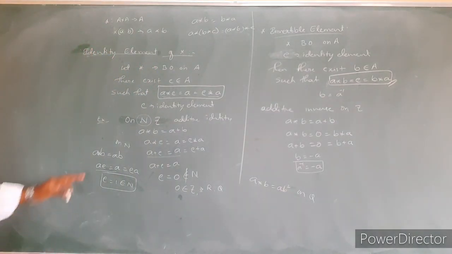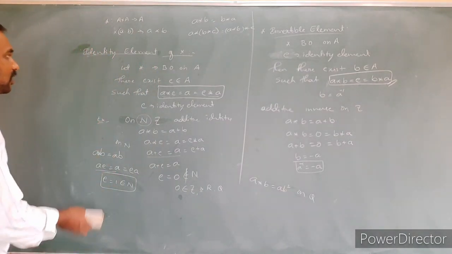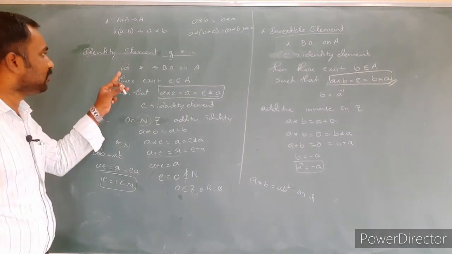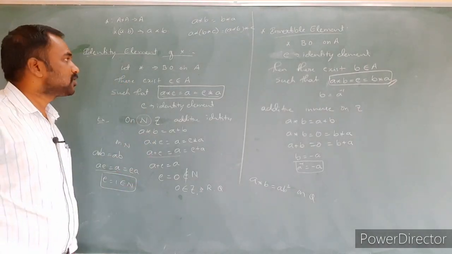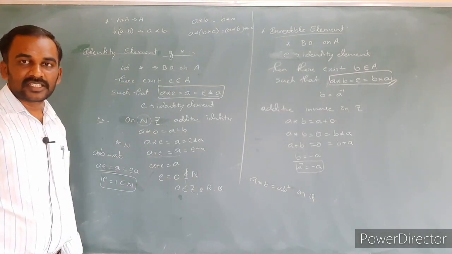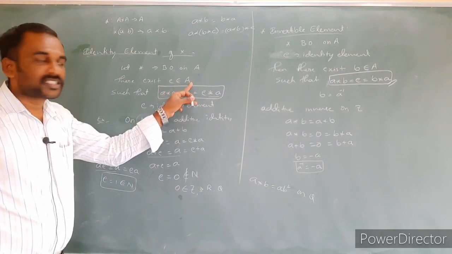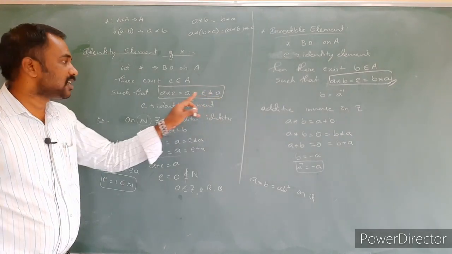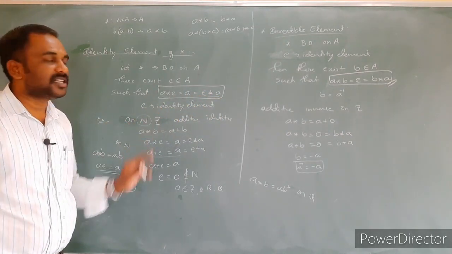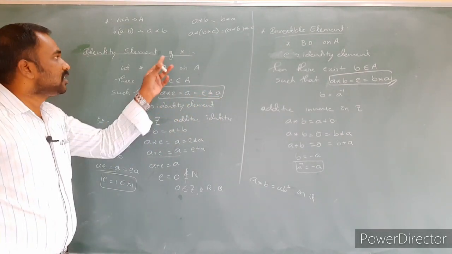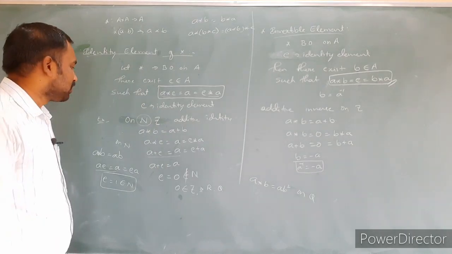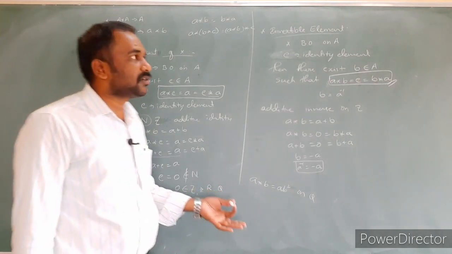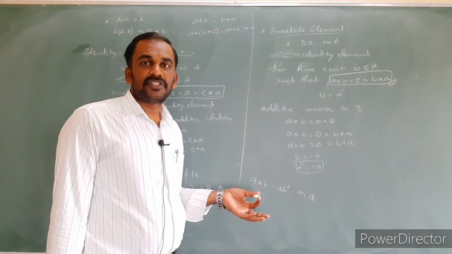Okay. Now it is better to mention the definition in my own words. What is the identity element? Let star be the binary operation on a set A. There exists an element E in the set A such that A star E is equal to A as well as E star A is equal to A. Then E is the required identity element for the binary operation on the particular set A. Similarly, invertible element. Star is a binary operation on A.